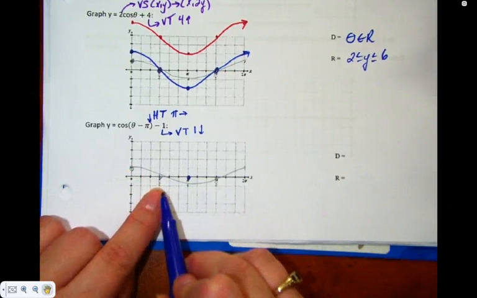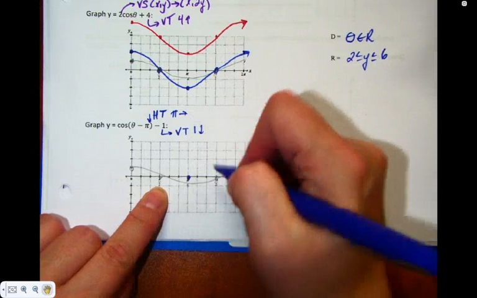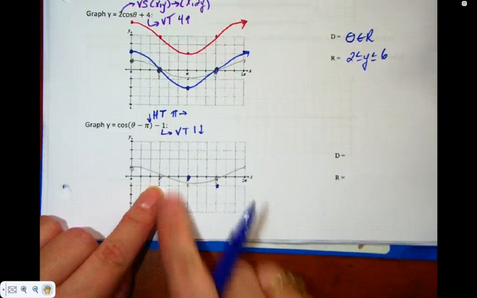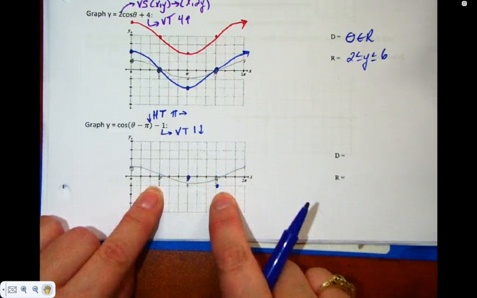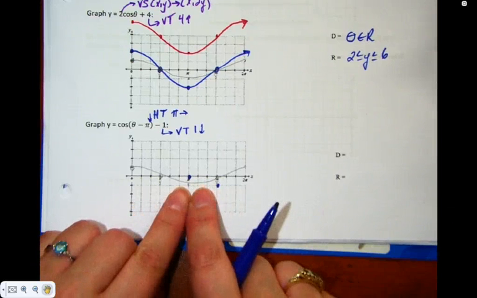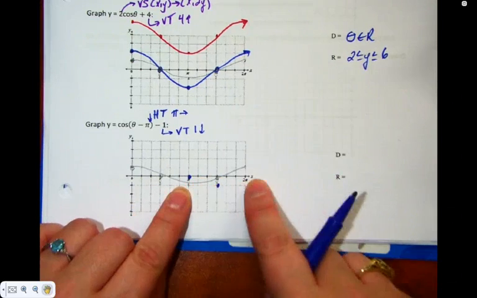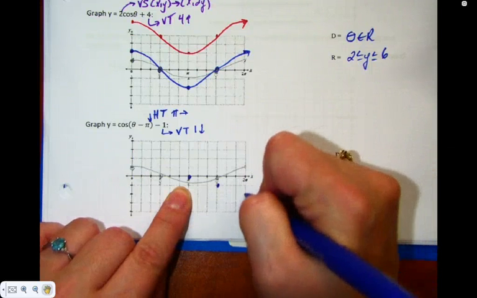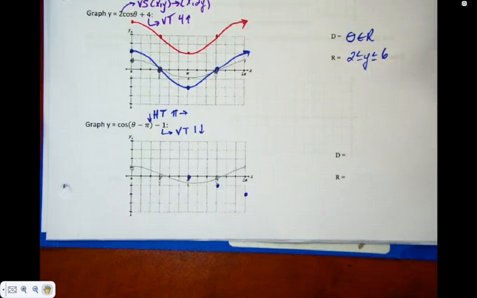Pi on 2, if I add pi to that, is going to be 3 pi on 2, and it's going to drop down 1. So I took pi on 2, moved it all the way over to 3 pi on 2, dropped it down 1. Pi plus pi is going to go all the way to 2 pi, so I went 2 of these units over, and it's going to drop down 1, so I'm at -2. If you'd rather do that with the coordinates, then do it with the coordinates. I just shove this thing over.